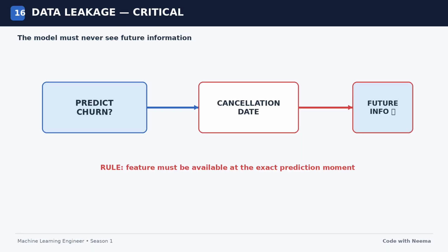Now let's discuss one of the most important concepts in the entire ML lifecycle: data leakage. Leakage happens when information that would not actually be available at prediction time accidentally enters the training process. Imagine we are trying to predict whether a customer will churn, and one of our features is the customer's cancellation date. Of course, the model will perform extremely well, but that's cheating. At the time we make the prediction, the cancellation date doesn't exist yet. So the model learned from information about the future.